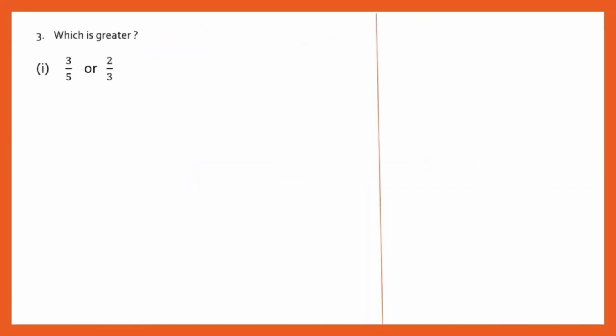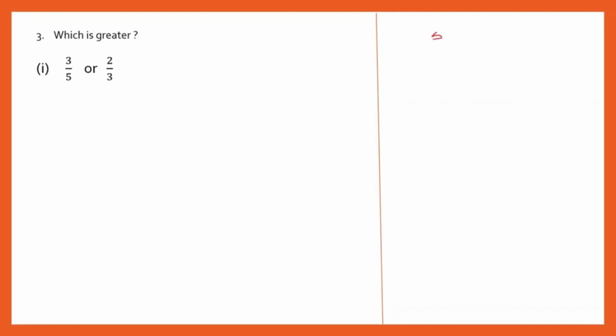Question 3. Which is greater? Now when you have two unlike fractions, that is if the denominators are different, we have to first change them to like fractions and then see which is greater. So to find the like fractions, we have to first get the LCM of the denominators.